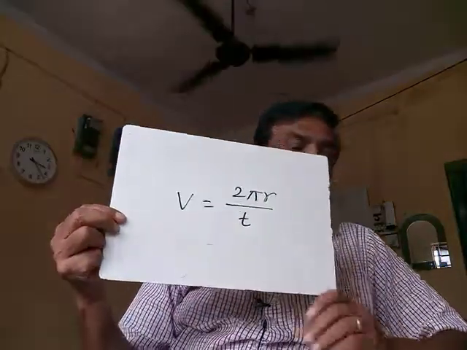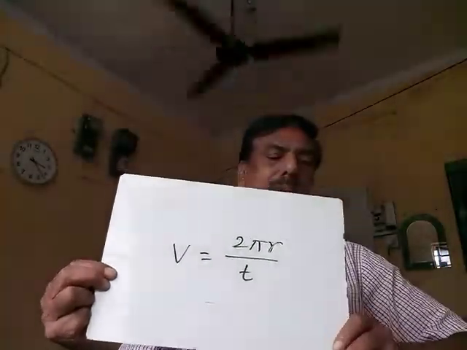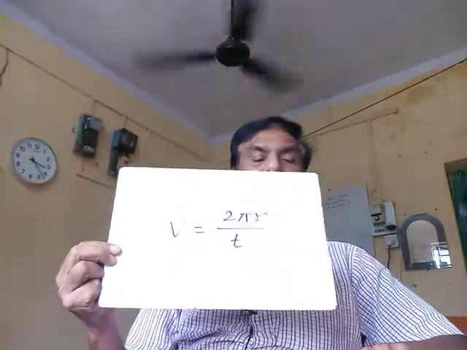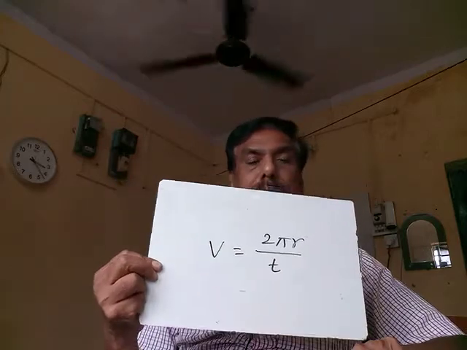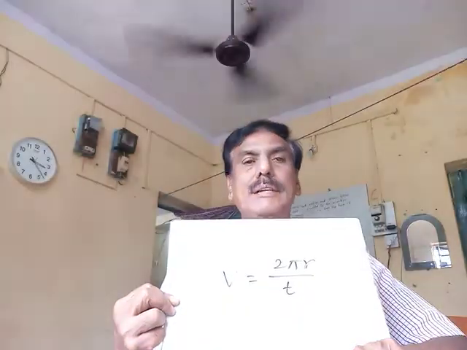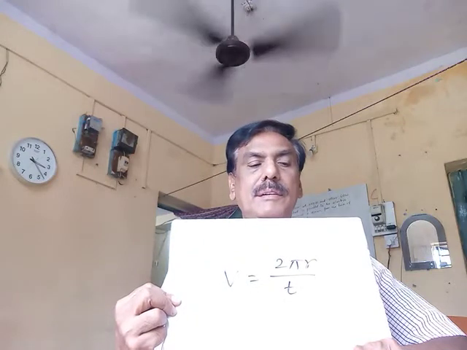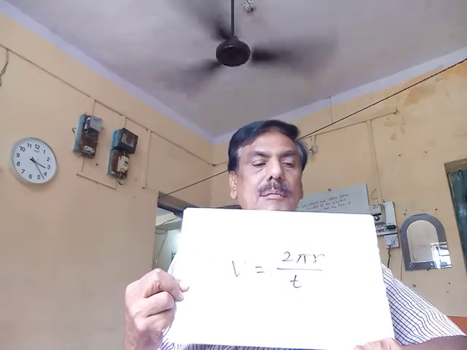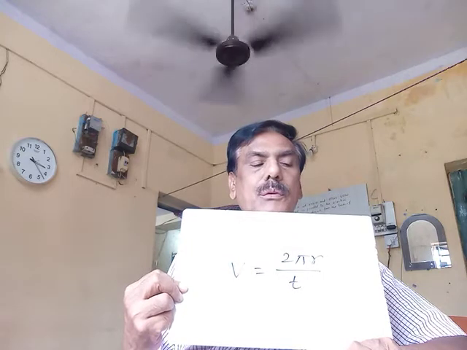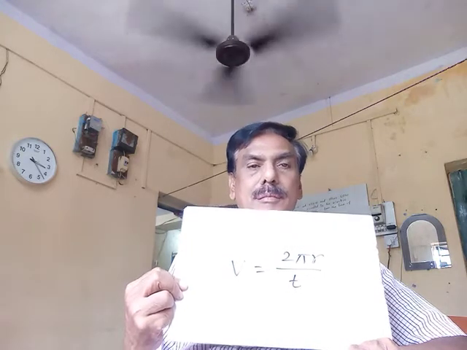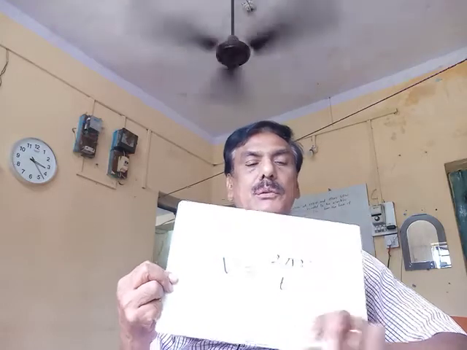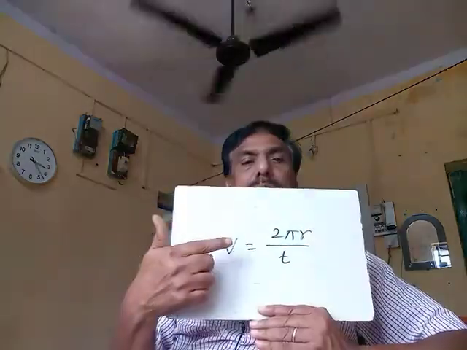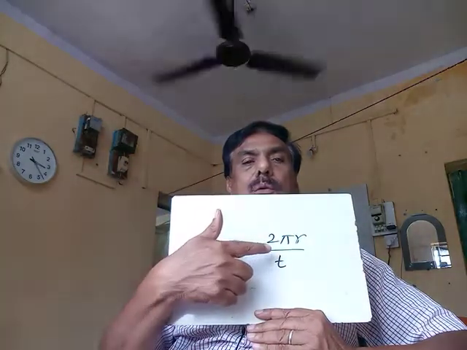Now I am showing you how it works. We know that the circumference of a circle of radius r is given by 2 pi r. If the athlete takes t seconds to go once around the circular path of radius r, the velocity v is given by v is equal to 2 pi r by t.